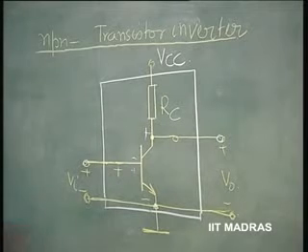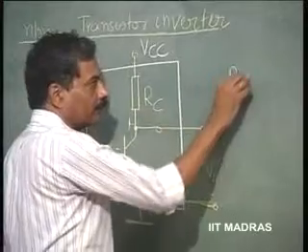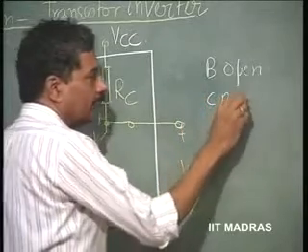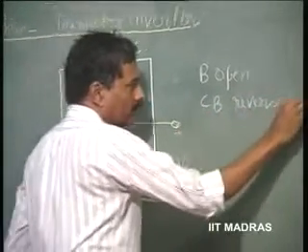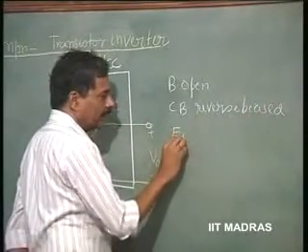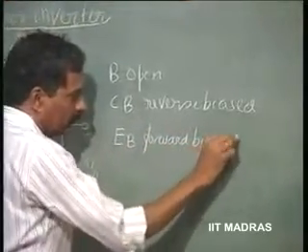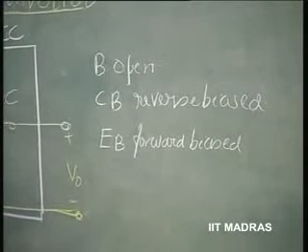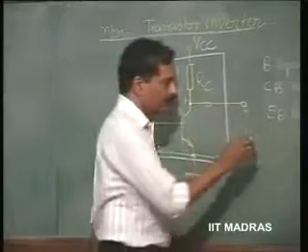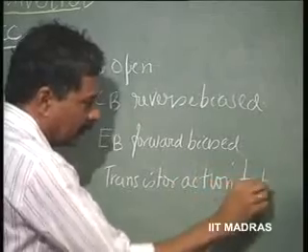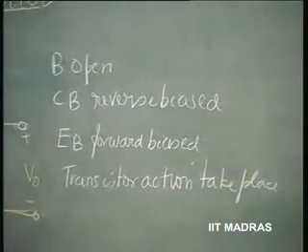Now, basically, if I keep this base open, what will happen? Let us see. If the base is open, collector base is reverse biased, emitter base is forward biased. In this arrangement, that means transistor action should take place. Transistor action takes place. Okay.